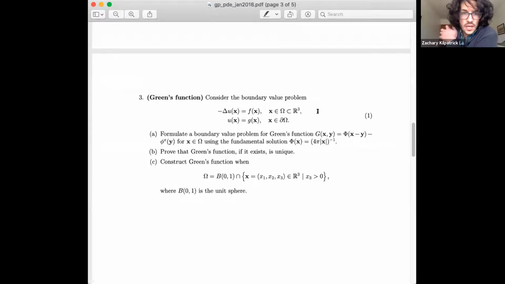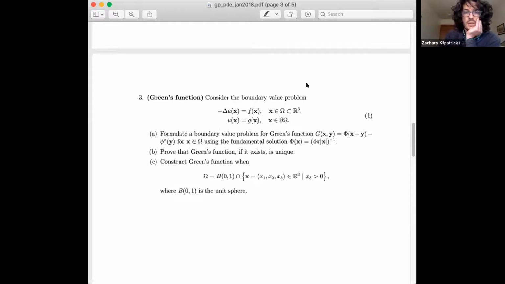So this is really to try and crystallize some of the concepts on using Green's functions to solve boundary value problems. And try to do this without looking in your notes, especially problem C, because you essentially just look in your notes for the answer to problem C.